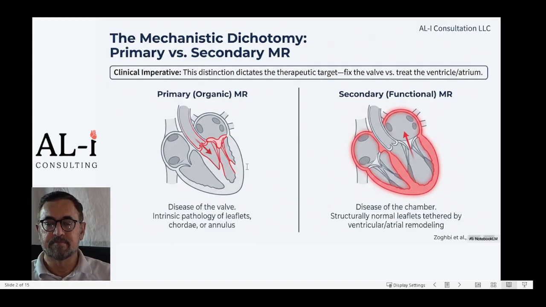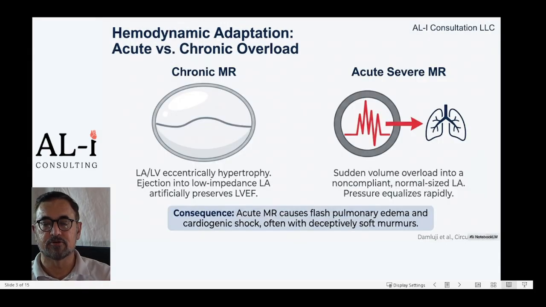Considering primary versus secondary mitral regurgitation, in order to treat mitral regurgitation effectively, we must first separate it into two mechanistic buckets. Primary MR involves intrinsic disease of the leaflets or cords, such as degenerative prolapse or rheumatic restriction. Secondary MR occurs when the leaflets are structurally normal, but changes in the ventricle or atrium alter the closing forces. This distinction dictates our entire therapeutic approach, and it predicts durability and guides therapy.